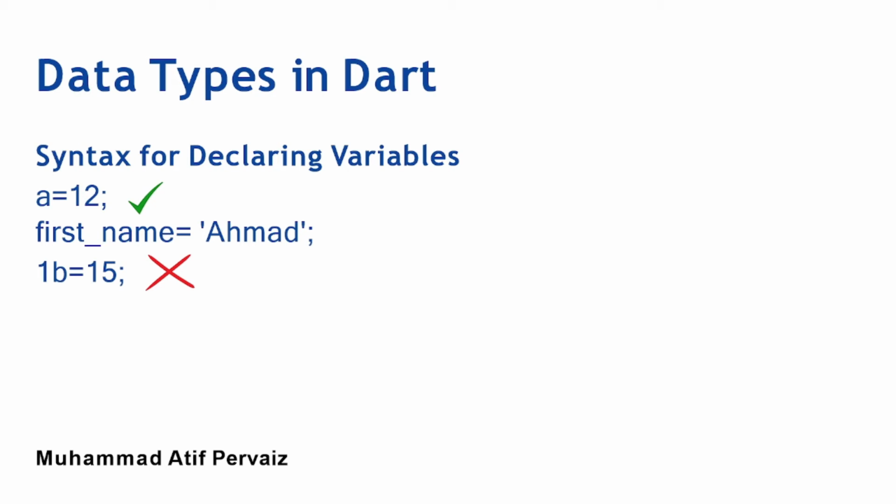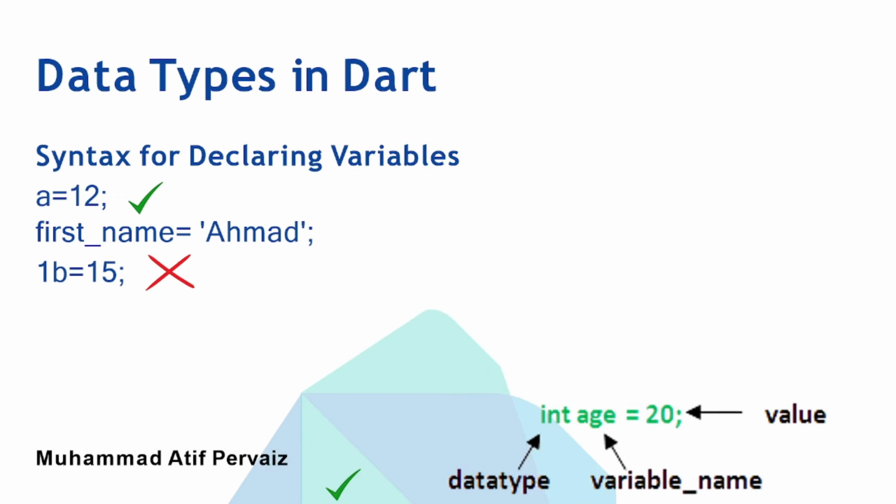For example, in the above example we have a is equal to 12. So a is defining that a has a value 12, and first name is equal to Ahmed. So first name is defining that first name has a value Ahmed. As I stated, we have rules for naming variables. We cannot use any numeric digit at the beginning of a variable name. There are rules which I will share in the description. You can see there what the rules for naming variables are.